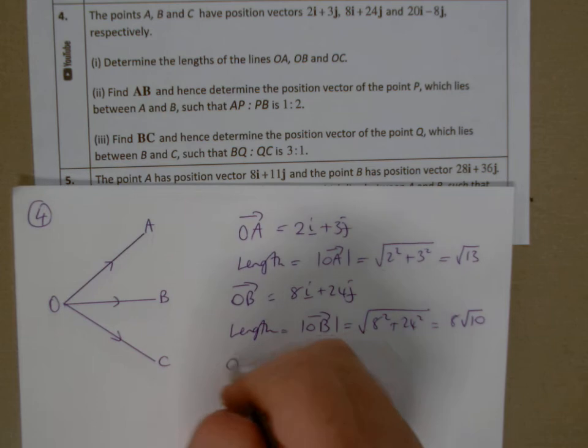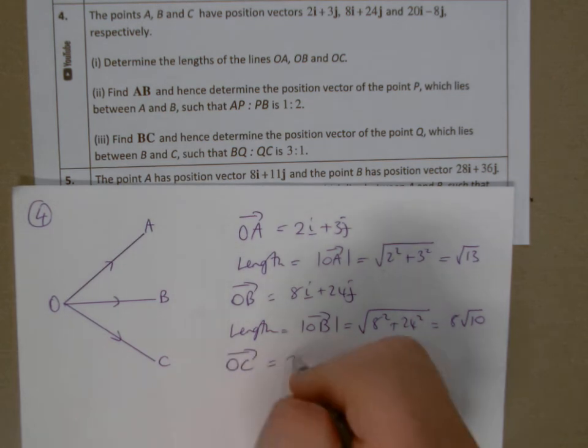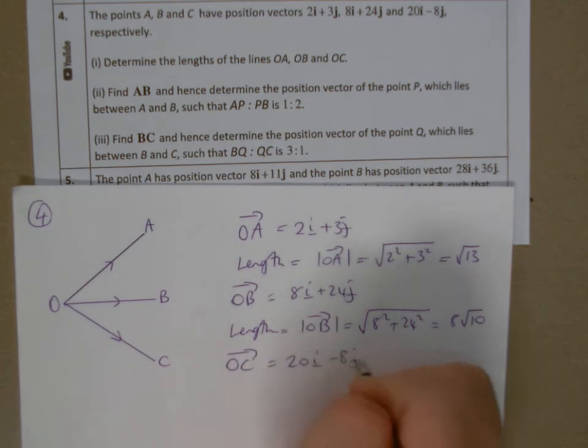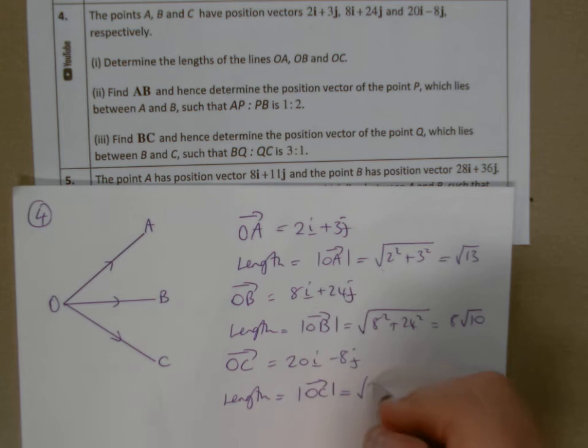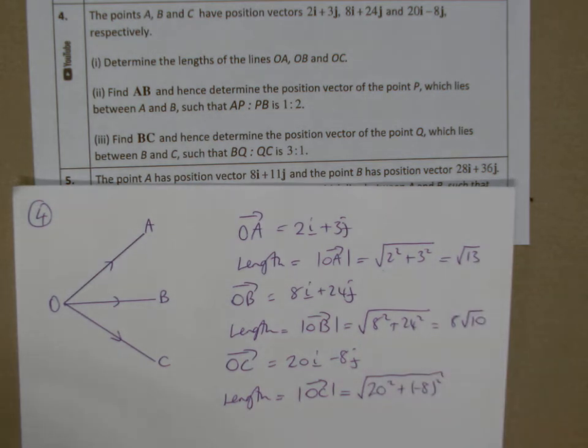And then the same for OC. So OC is 20i minus 8j. So the length would be the magnitude of OC. Now don't worry about the fact that this is a minus. You're going to square it anyway. So when you square it, the minus 8 will become a positive.